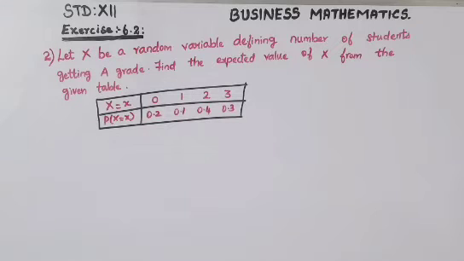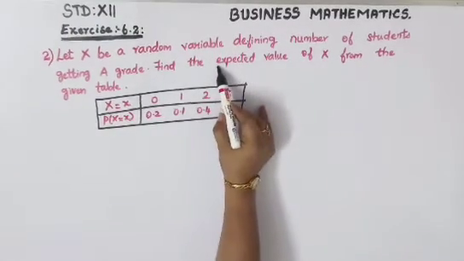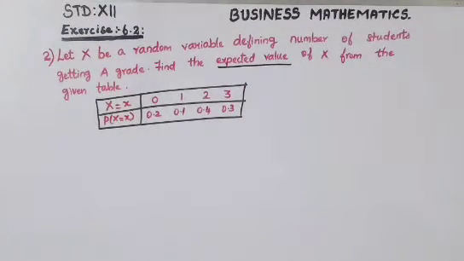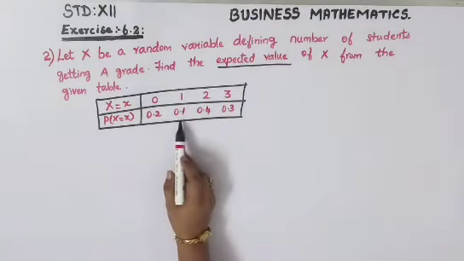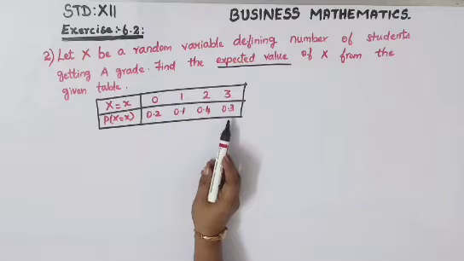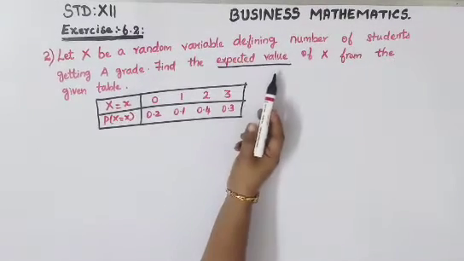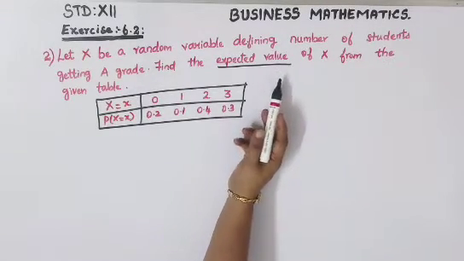Second question: let X be a random variable defining the number of students getting A grade. Find the expected value. So they have asked you the expected value E of x, you will have to find it from the given table. Your table is given: x is 0, 1, 2, 3, and P of x is 0.2, 0.1, 0.4, 0.3. They have asked you to find only the expected value, so we will have to find E of x.